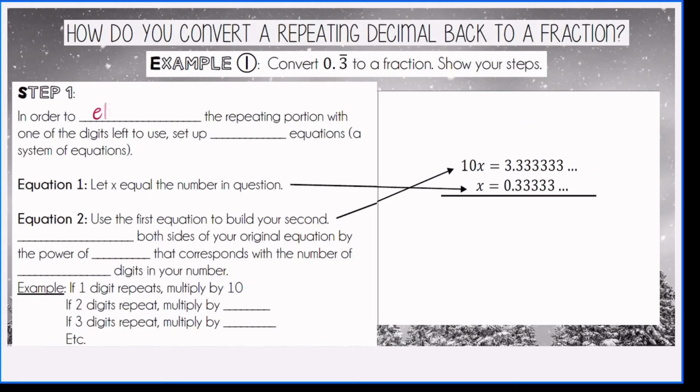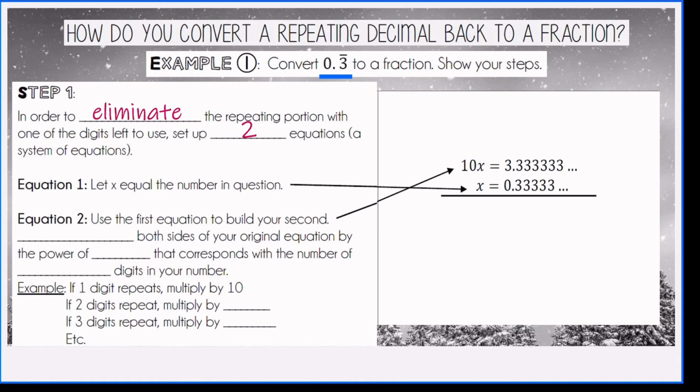So in order to eliminate the repeating portion, we have to set up two equations. So look at equation 1. This is kind of already done there for you. So equation 1 is you let x equal, okay?